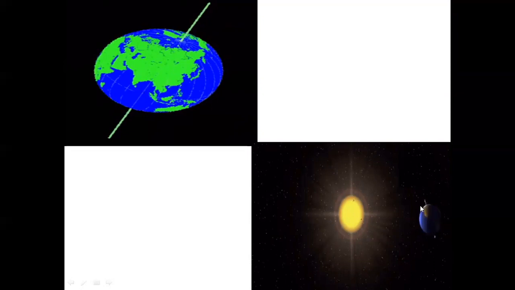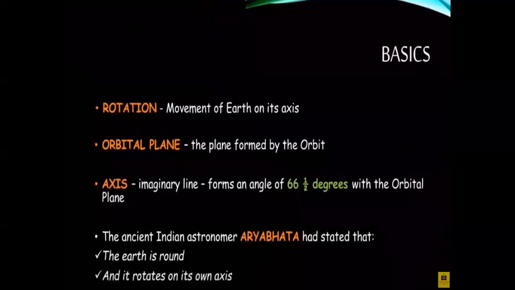Now it is here, then it will go to the other side of the sun and come again here, and it keeps on revolving around the sun like this. This is what rotation and revolution mean. So today's topic is rotation, and we are going to learn in depth about what rotation is.